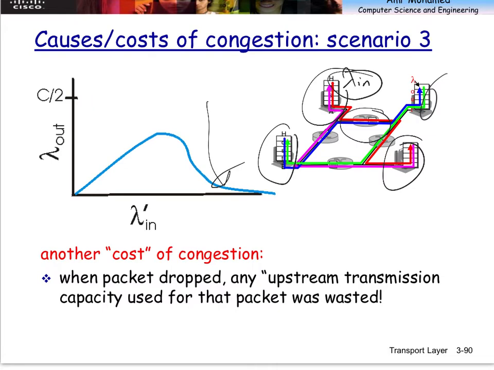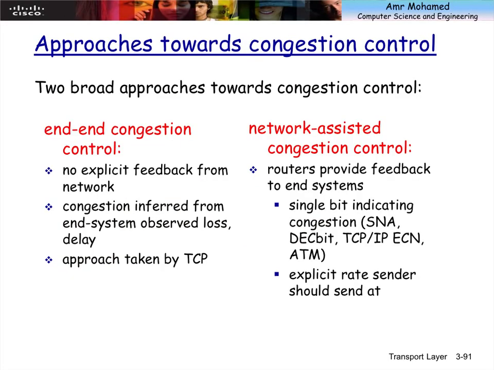Overwhelming the router means that if we send the traffic too fast, the buffers inside these routers will get full and they will start to drop the packets. So we need to regulate this lambda n to avoid this scenario. However, the problem is that at the transport level, we have no visibility to the router buffers. We have no direct visibility.